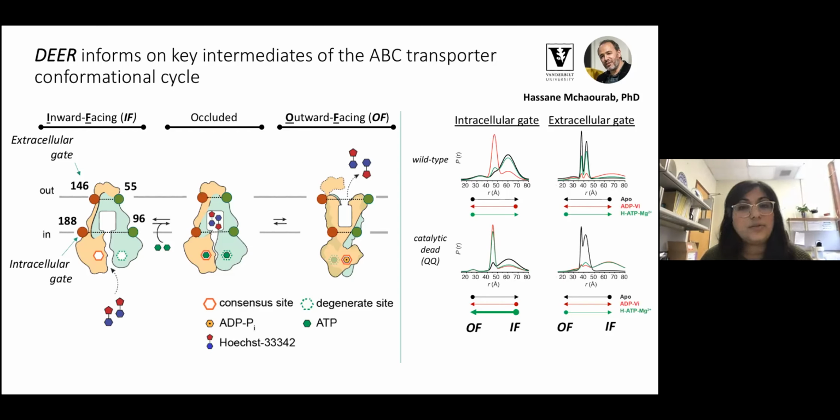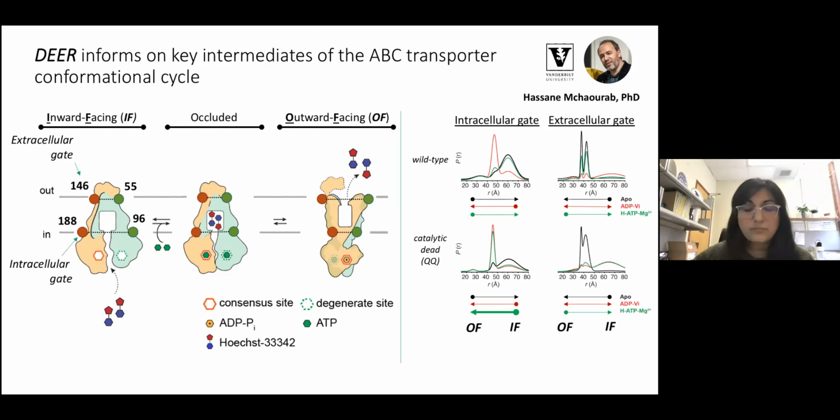And in the context of the catalytically dead mutant, we see that this distribution of populations is ever so slightly more discrete. And you can see in the presence of Hoechst, which is a model substrate for BmrCD, as well as ATP, you can drive this population distribution into what resembles a primarily outward facing state.